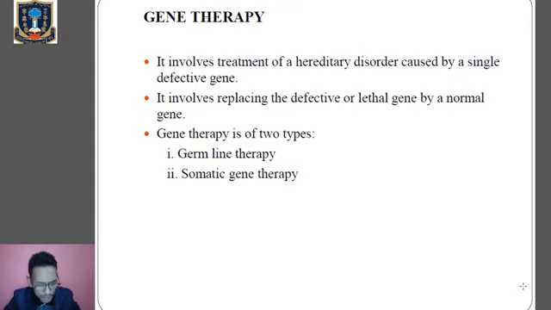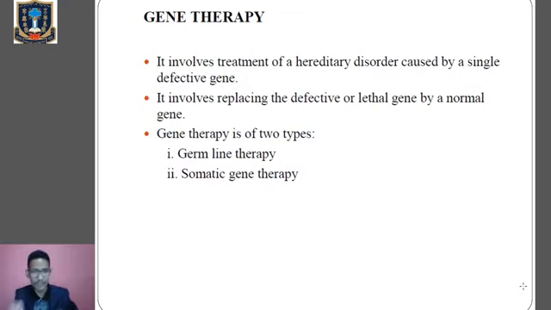So in germline therapy, a functional gene is introduced into the germ cells. Germ cells means reproductive cells such as sperm, ovum, or even we can place the functional gene in the zygote for the replacement of a defective gene, the gene which is not functioning normally. This therapy is carried out in farm animals and in laboratory experiments, but not in human beings so far.